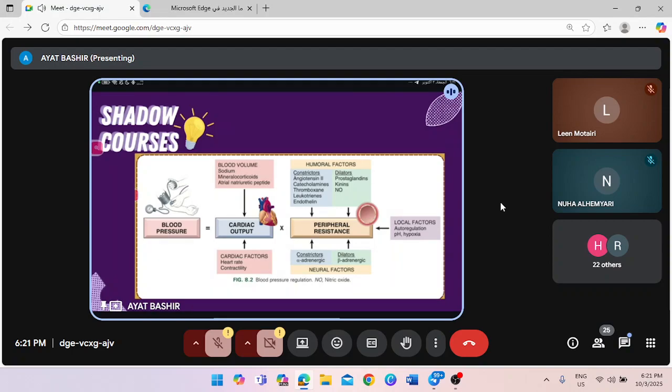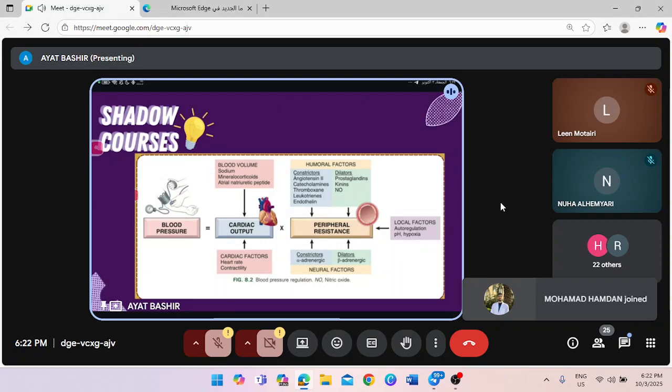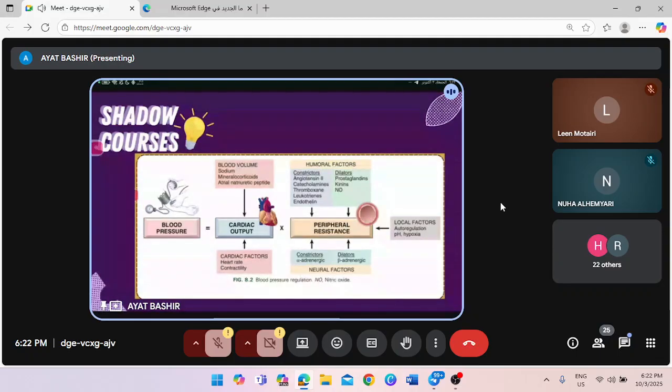And then we will move to the peripheral resistance. So the blood pressure comes from the cardiac output or the peripheral resistance. The peripheral resistance has a neural factor and a humoral factor. The humoral factor is the hormonal factor that acts on the vessel. The main thing that constricts is angiotensin II, and the main things that dilate are prostaglandin, nitric oxide, and the kinins also. For the neural factor, alpha adrenergic is responsible for the constriction of the blood vessel, and the dilator is beta adrenergic. In the pharmacological treatment of blood pressure, we will see the alpha adrenergic role and the beta adrenergic role in the drugs.